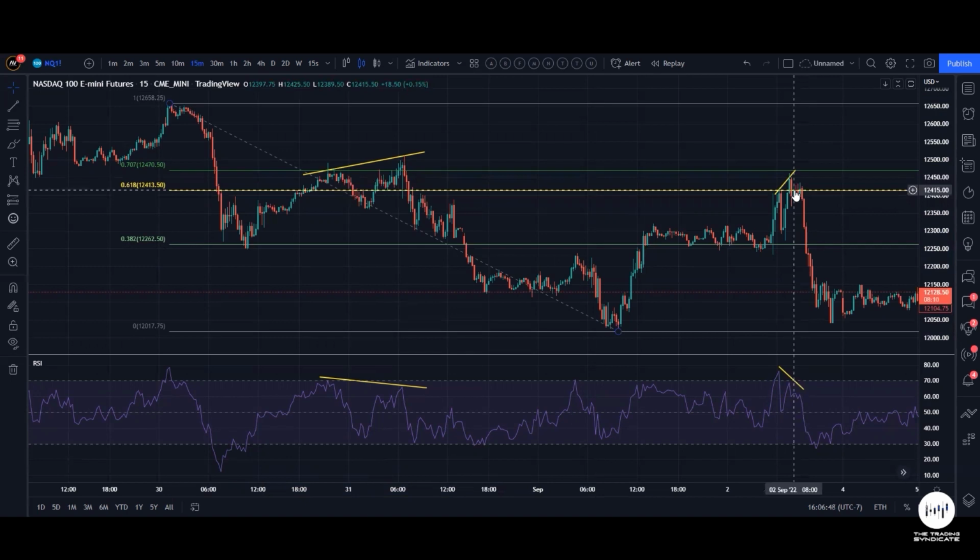We'll talk about the stop loss and take profit in future videos, but right now we're just showcasing the 0.618 level as a turning point.